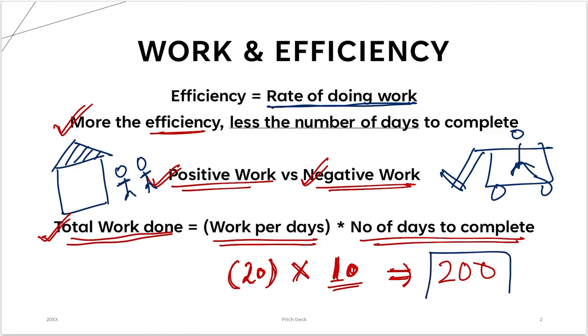So this is a simple formula. We are going to use it extensively, and you will understand it even more. For now, work done per day into number of days is the total work done. So three things: first, more the efficiency, less the number of days. Second, what positive and negative work is. And third, total work done is work per day into number of days.